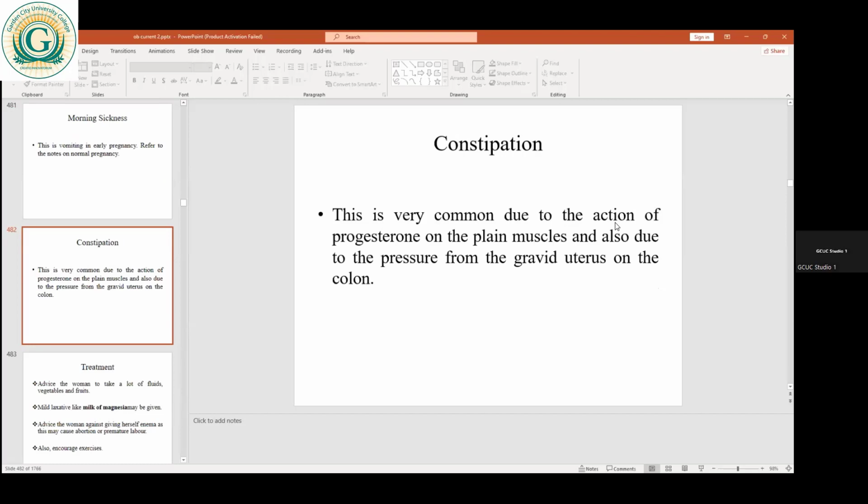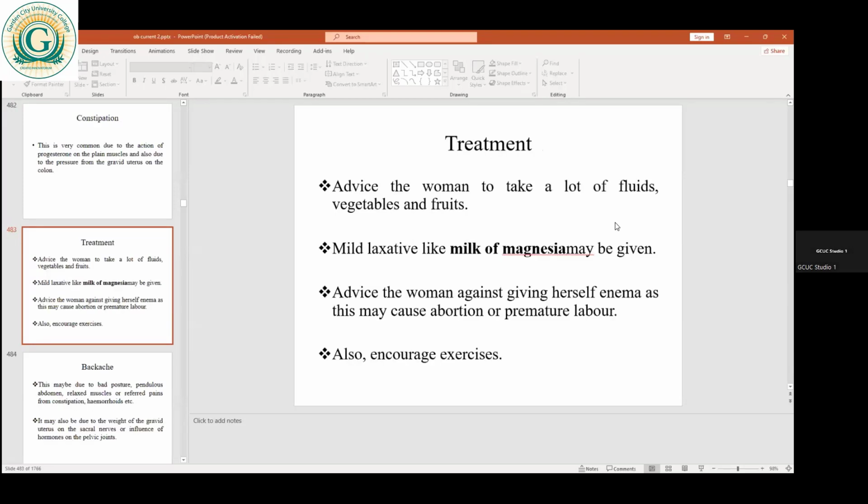Constipation is one of the disorders, and it is because of the progesterone and estrogen. It relaxes the rectum, and the woman will not attend nature's call. So she's worried. But it's brought by the pregnancy. So you advise her to take a lot of fruits, vegetables, milk of magnesium, and then advise the woman against giving herself an enema. That is very dangerous. Also encourage exercises.